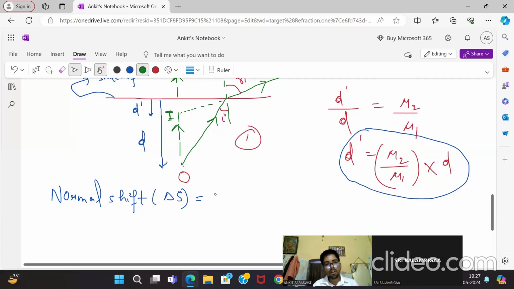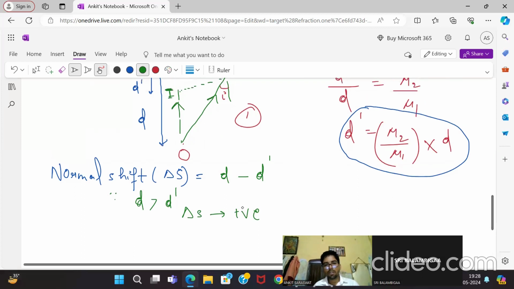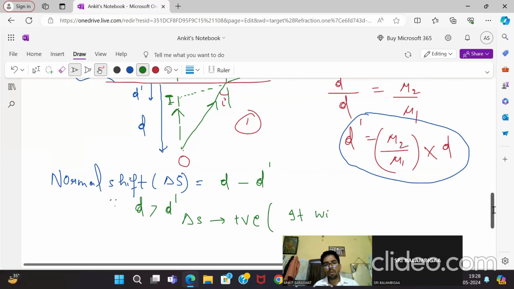The shift formula you can write as D minus D dash. This is the shift. Now in our case, which one is more? D is more. Since D is greater than D dash, delta S is positive. Positive means it will shift where? The object, because this image is of an object.